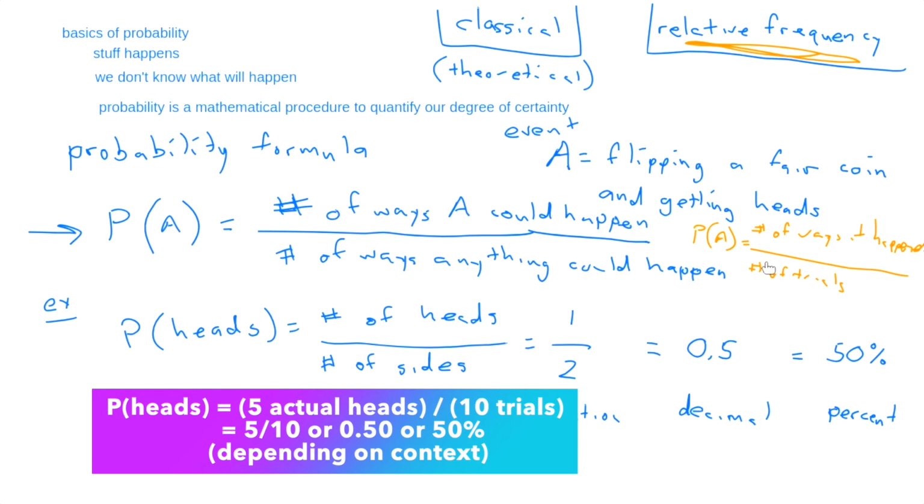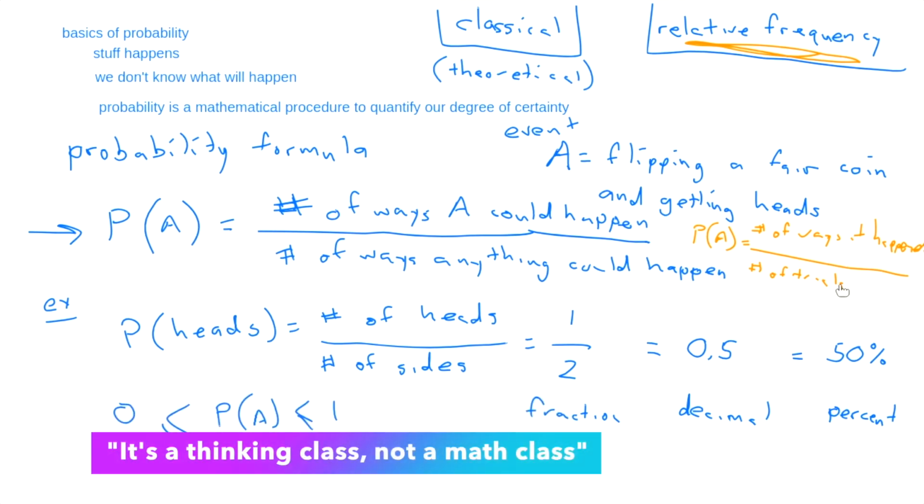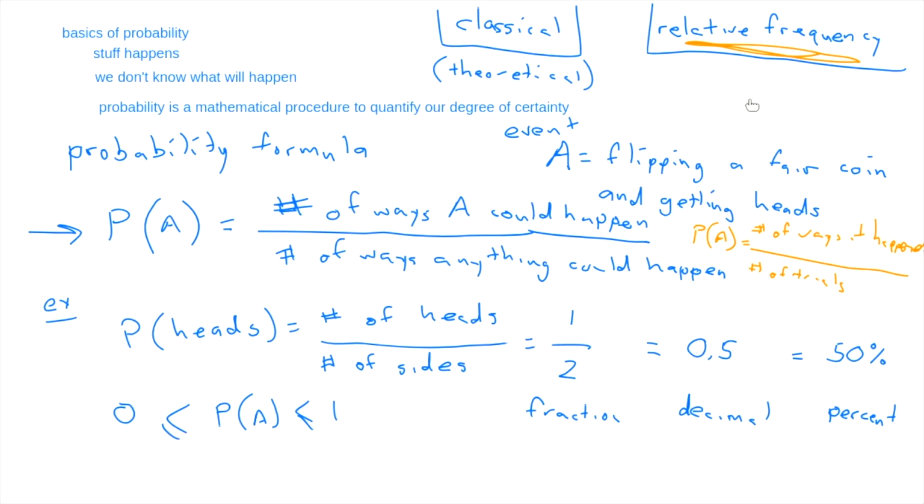Now, if you're paying attention at all, if you're a thoughtful person, and it is a thinking class, not a math class, I sneak that in every time, don't I? Then you realize that it's entirely possible, and I encourage you to try this. It doesn't take more than a minute. Get a quarter and flip it 10 times and just make little tally marks as to how many heads and how many tails. And it wouldn't be at all surprising, actually, if you got 4 heads out of 10 trials.